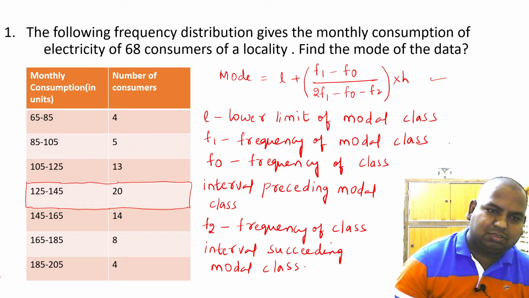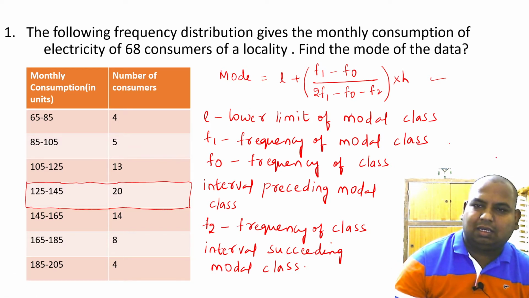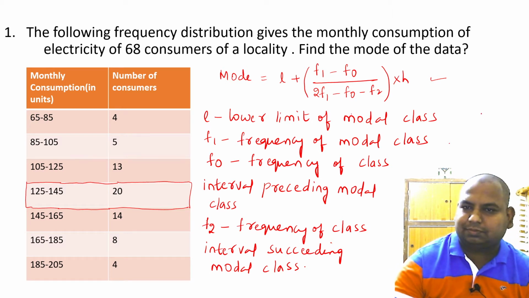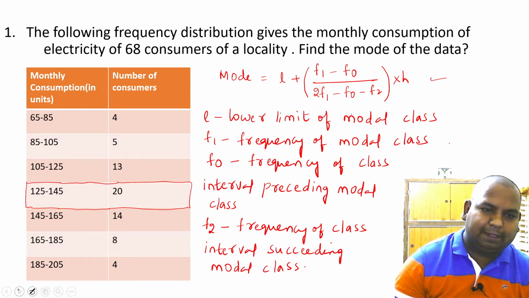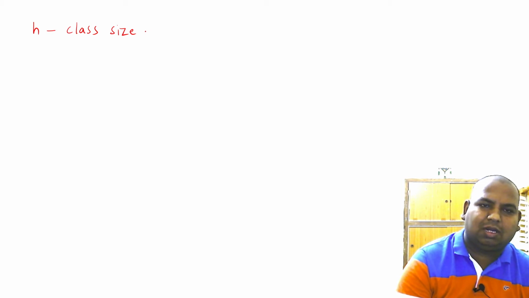Next, left is H. What is H? There is some space here, I can write here. H is class size. Let me write on the next page so that it won't be messy. What is H? Class size. You can say class size, or you can also say class width, of the model class.